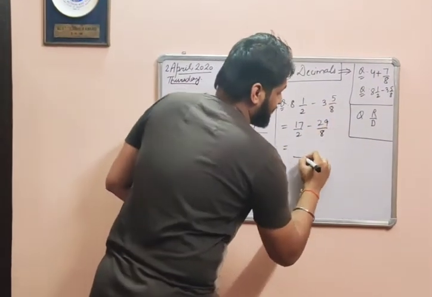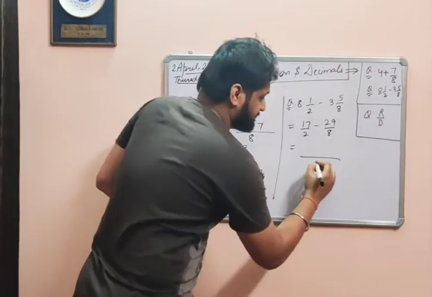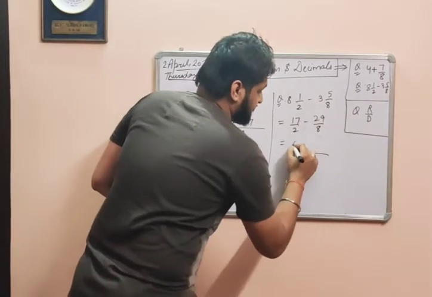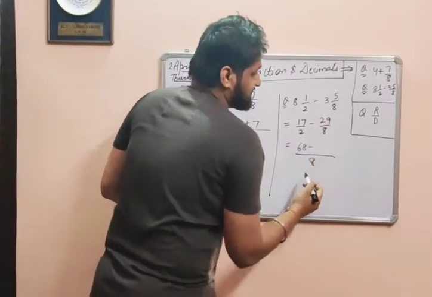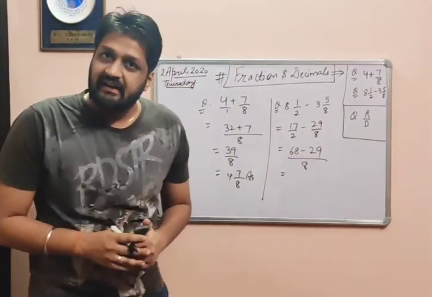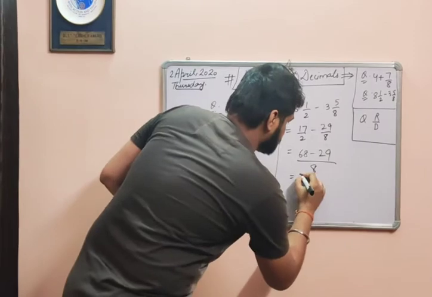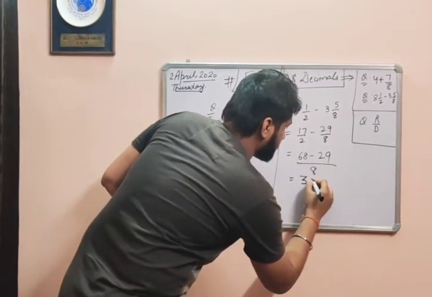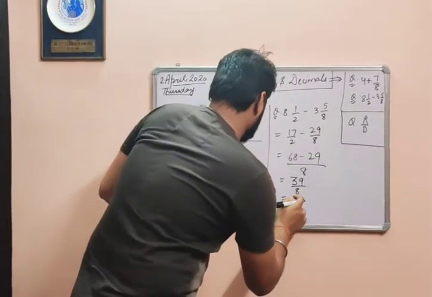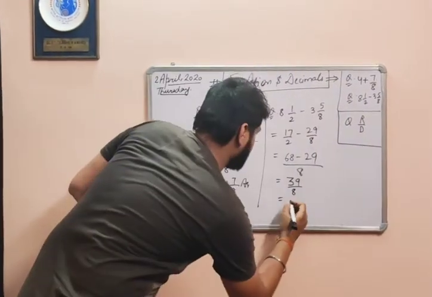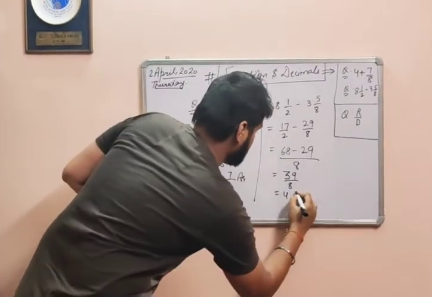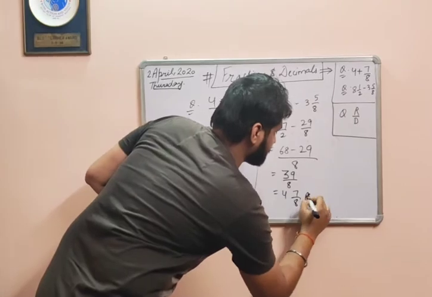Now let's take the LCM of 2 and 8. That is 8. So 8 divided by 2 is 4. And 17 multiplied by 4 is 68. Minus 29. So what comes here? 68 minus 29. That is 39 by 8. And again convert it into the mixed fraction as well. That is 4 7 by 8, the same as which we have already done. 4 7 by 8 is the answer.